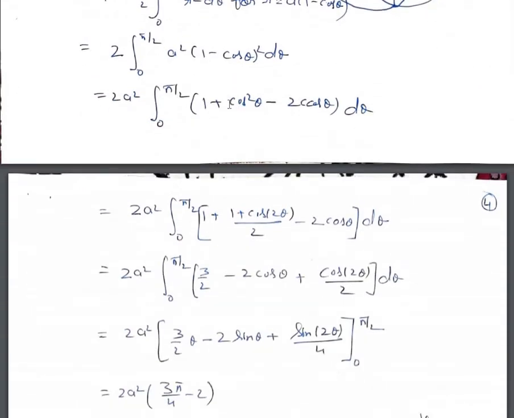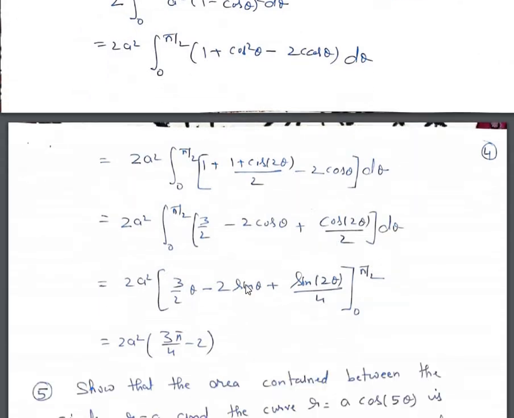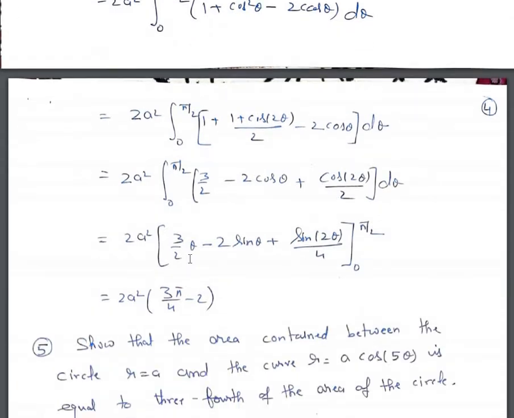Again as usual put cos square theta as 1 plus cos 2 theta upon 2. So this is 2a square integral 0 to pi by 2 of 3 upon 2 minus 2 cos theta plus cos 2 theta upon 2. Integrating, we have 3 upon 2 theta minus 2 sin theta plus sin 2 theta upon 4, from 0 to pi by 2. Put the limits. The answer will come out to be 2a square into 3 pi by 4 minus 2.